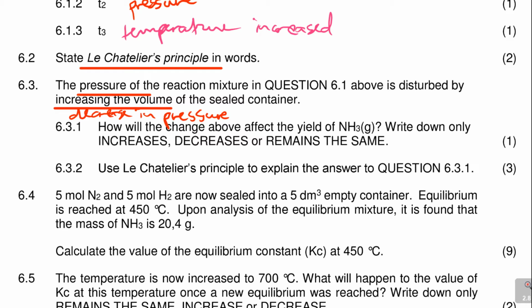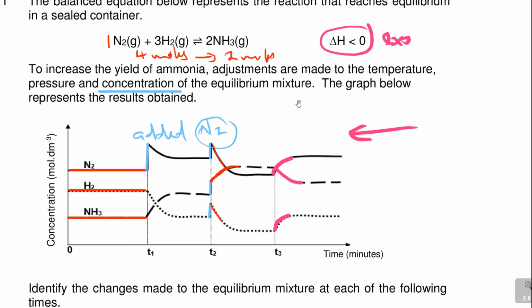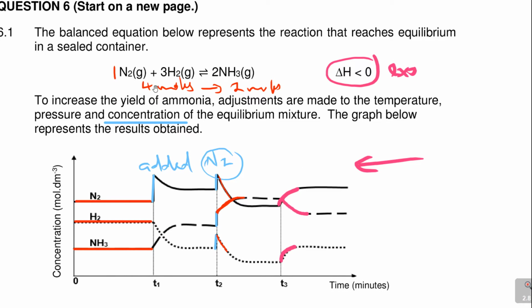So here what are they saying? They're saying the pressure of the reaction mixture in question 6.1 above is disturbed by increasing the volume of the sealed container. How will the change above affect the yield of the ammonia? Write down only increase, decrease, or remain the same. We just mentioned this already on the pressure part, T2, to say when you're talking about pressure, it's very important to know about the moles. Remember, we've got 4 moles on the left hand side and 2 moles on the right hand side. So you can see that the left hand side has high pressure compared to the right hand side, which is low pressure.